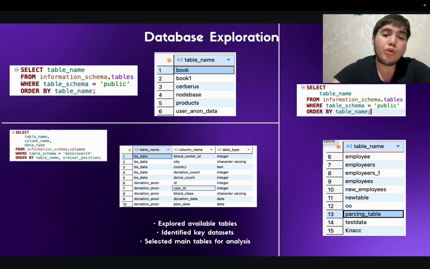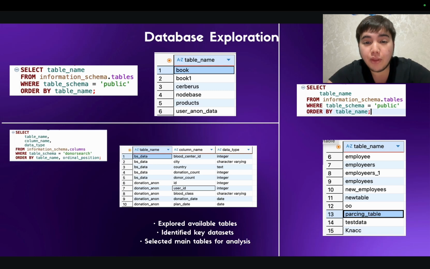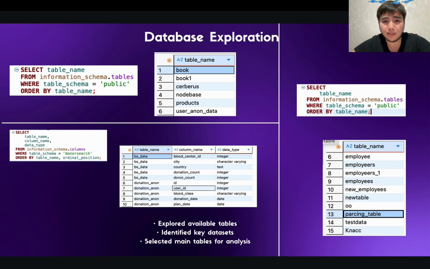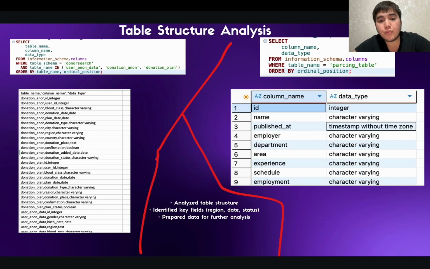Next, I explored all available tables and identified the most important ones. I selected the datasets that contain useful information for analysis, such as user data and donation records. Here we know the tables, and we know what we should work with. After that, I analyzed the structure of tables.